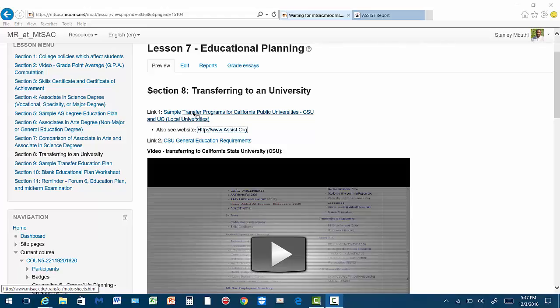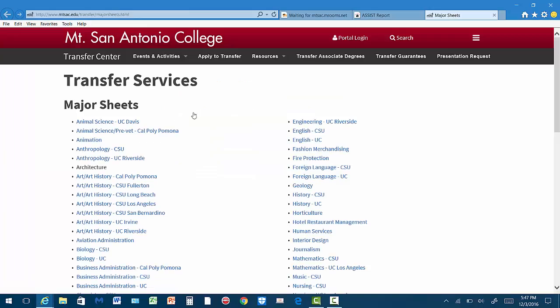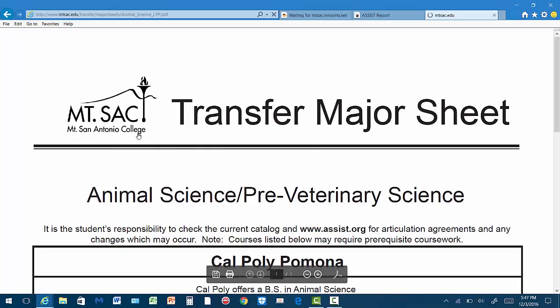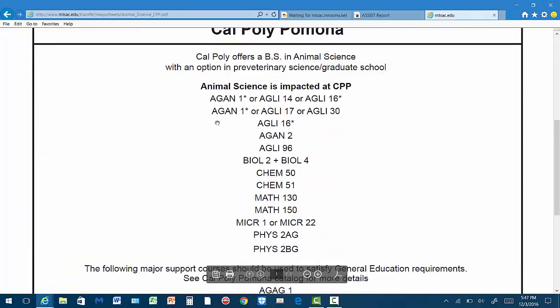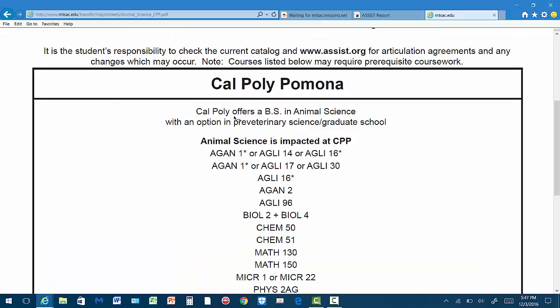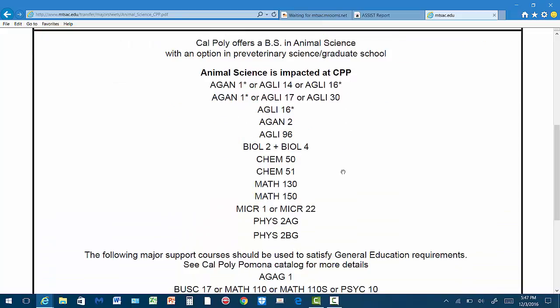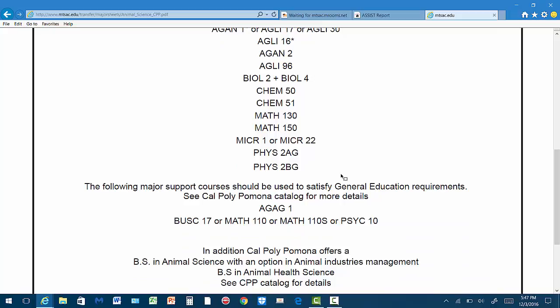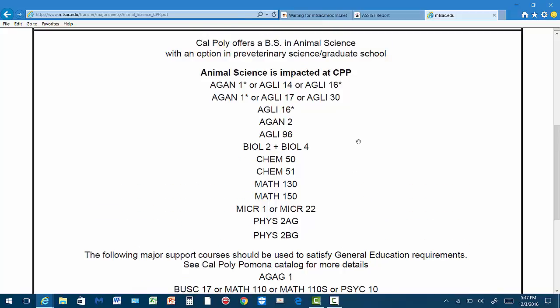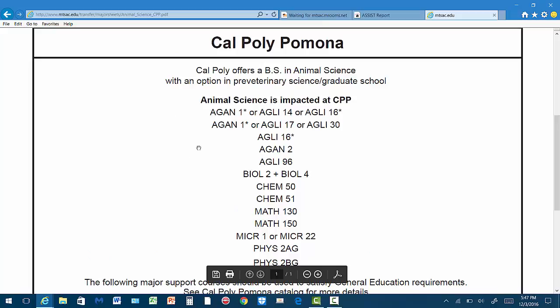Open link 1 and notice the sample transfer major sheets that we have here at Mount SAC to help a student who wants to transfer from Mount San Antonio College to a four-year college. So let's, for instance, look at animal science major for transfer to Cal Poly Pomona. Open the link. Notice the classes that one who majors in this program has to take here at Mount San Antonio College at their own option in order to get the transferable units required to go to Cal Poly. These classes do not have to be taken at Mount SAC. They are required before one graduates from Cal Poly Pomona.